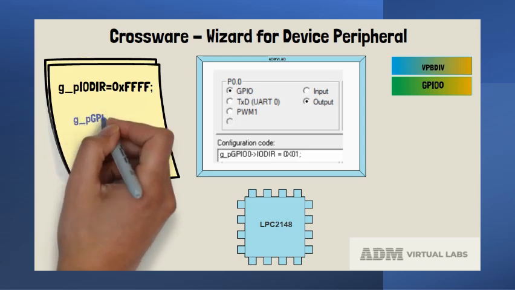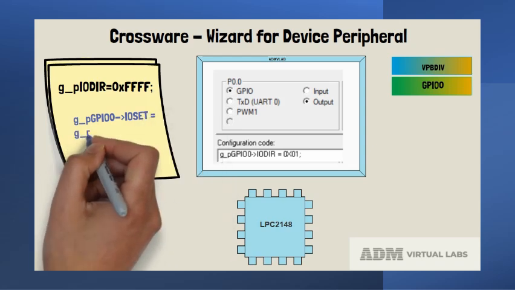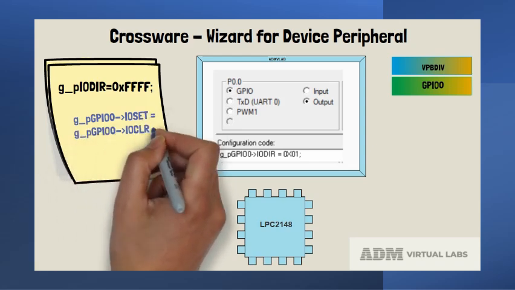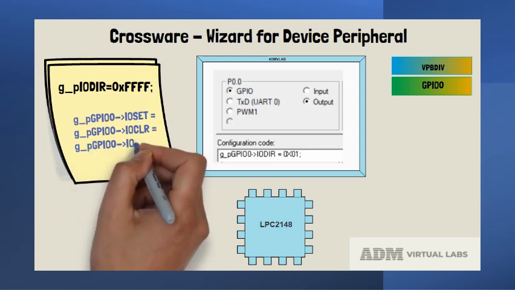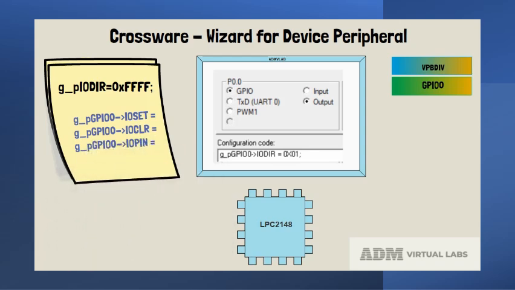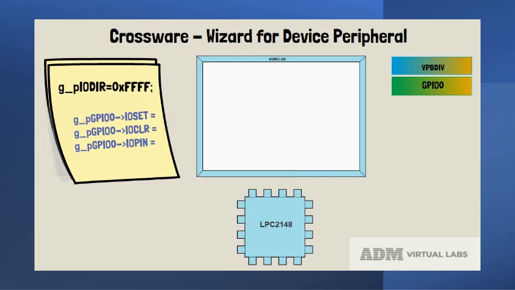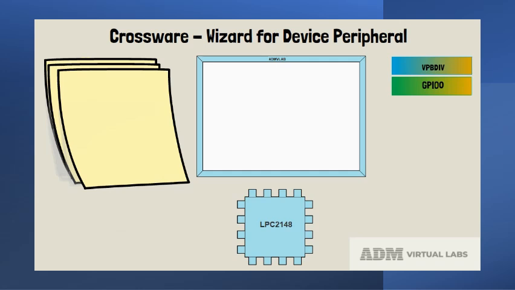When a bit is set to 1 in the I/O set register, the corresponding pin is set to high. When a bit is set to 1 in the I/O clear register, the corresponding pin is driven low. The current state of any pin configured as general purpose I/O can be read from the I/O pin register, regardless of pin direction. Binary data written to the I/O pin register is shown immediately on the output pins.